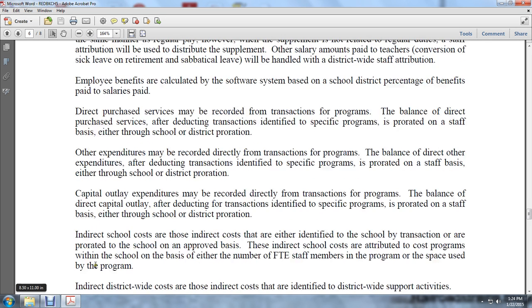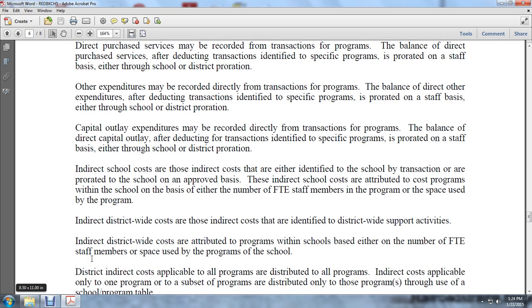The balance of the direct capital outlay, after deducting transactions identified with the specific program, is appropriated on the staff basis, either through the school or district operation. Indirect school costs are indirect costs that are either identified with the school transaction or appropriated by the schools on an improved basis. These indirect costs are attributed to the programs within the school on the basis of either the number of FTE staff or the space used by the program. Indirect district-wide costs are indirect costs that are identified with the district-wide support activities. They are attributed to programs within school based on either the number of FTE staff or space used by the programs of the school.